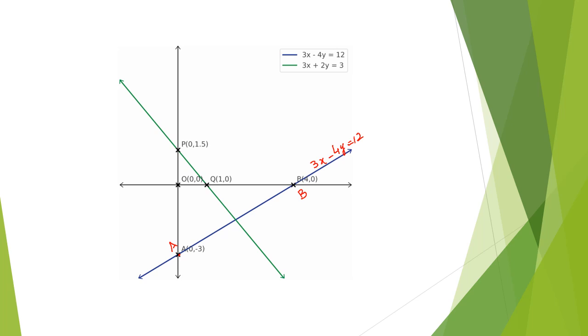Now for the second line L2, we have this line. Here we have 3x plus 2y equals 3. The point P is on the y-axis and the point Q is on the x-axis. Here you can see that we have the x-axis and we have the y-axis. So now we can easily plot these two lines on our graph papers.